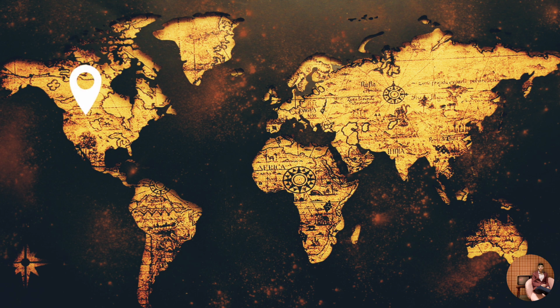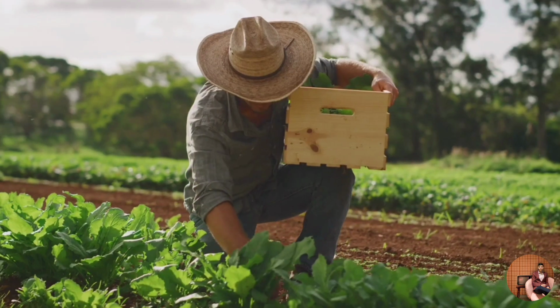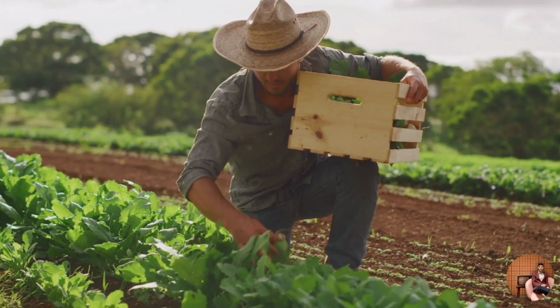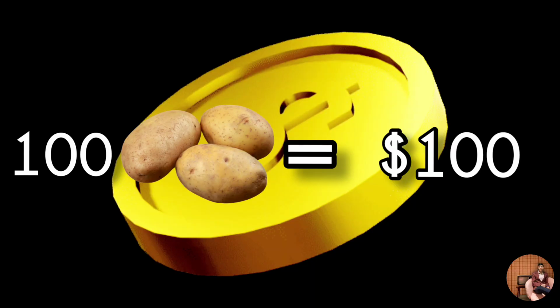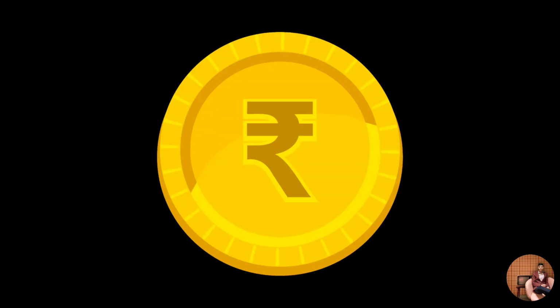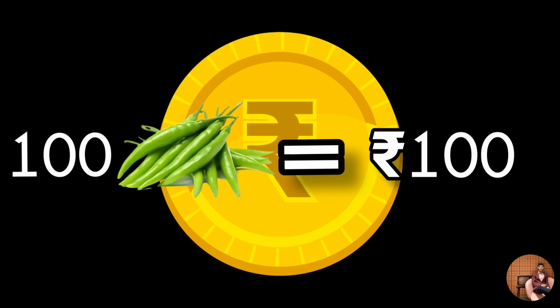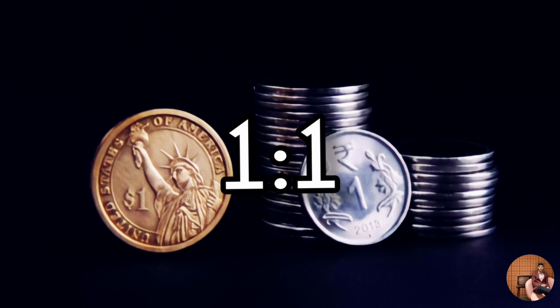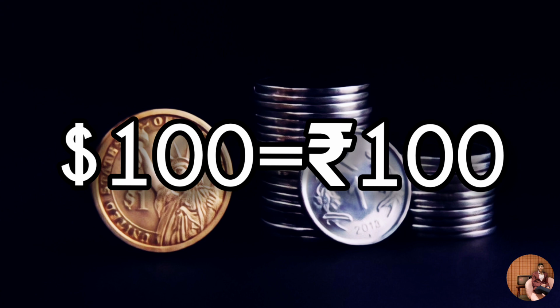Suppose you live in America and I live in India. We grow different types of crop in our country. You grow potatoes in your country and I grow green chilies. Both of us create our currencies. You make dollars if you grow 100 potatoes, so you have $100, and I make rupees if I grow 100 green chilies, so I have 100 rupees. We decided that the conversion rate or exchange rate of our currencies would be 1:1. So $100 should be equal to 100 rupees.